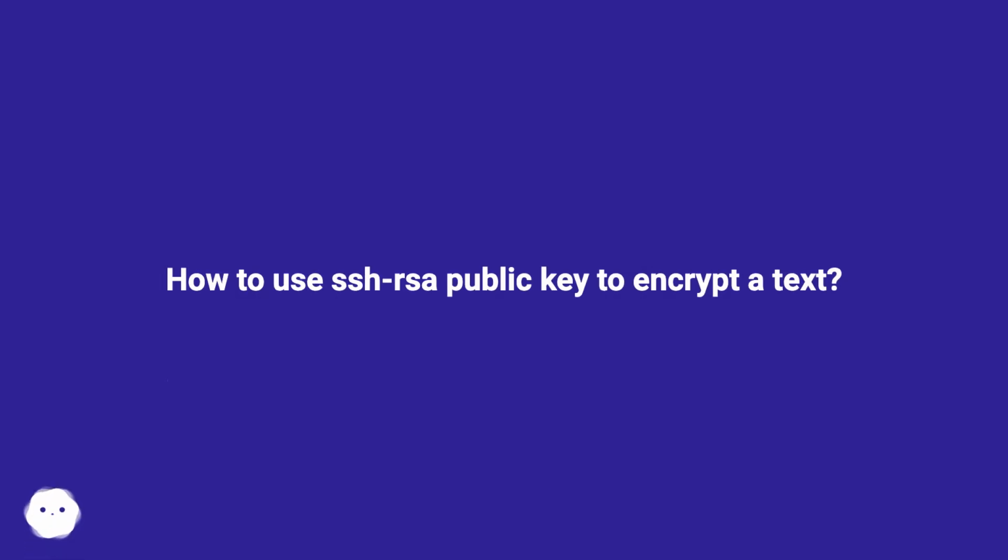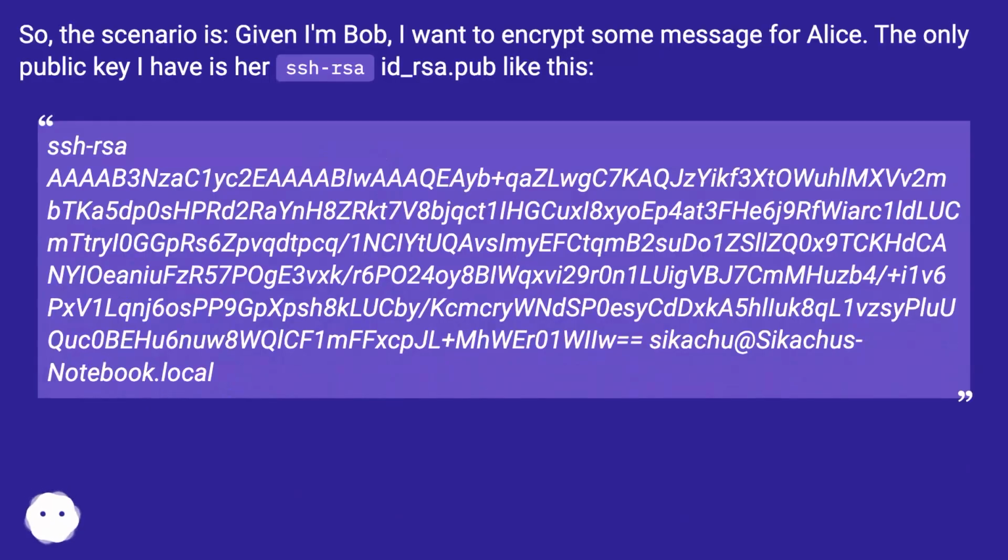How to use an ssh-rsa public key to encrypt a text. So, the scenario is, given I'm Bob, I want to encrypt some message for Alice. The only public key I have is her ssh-rsa id_rsa.pub, like this: ssh-rsa ... pikachu@pikachu-notebook.local.